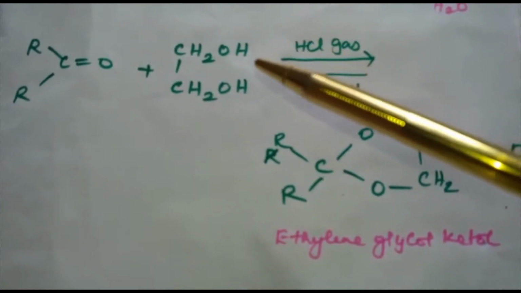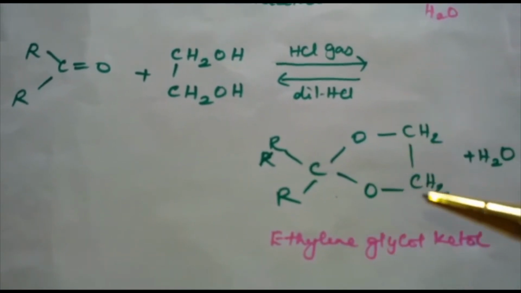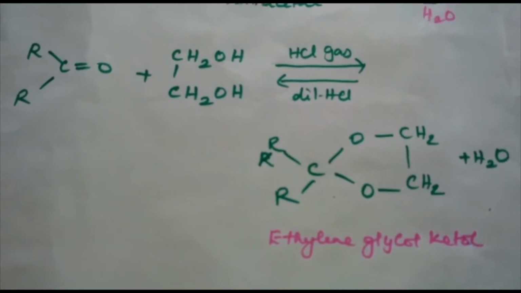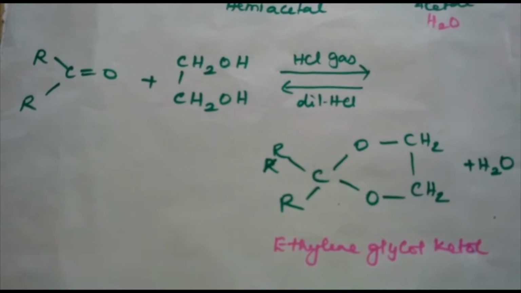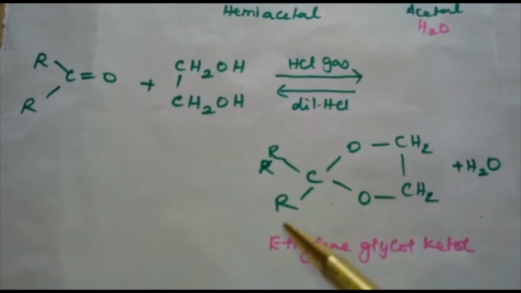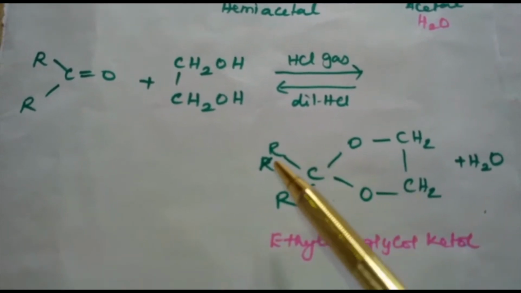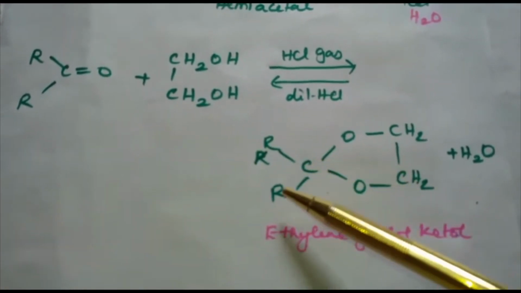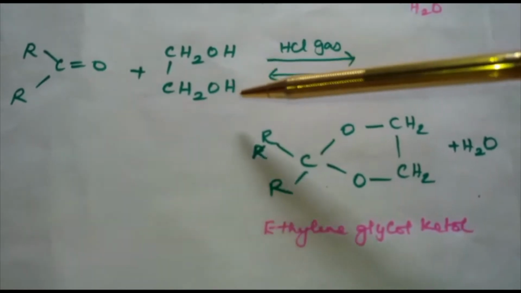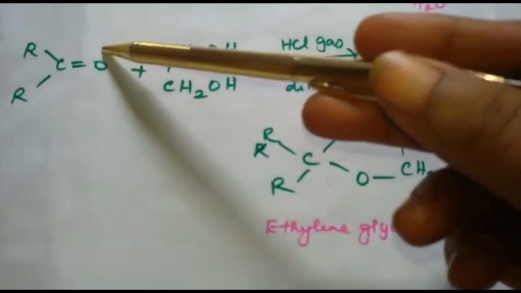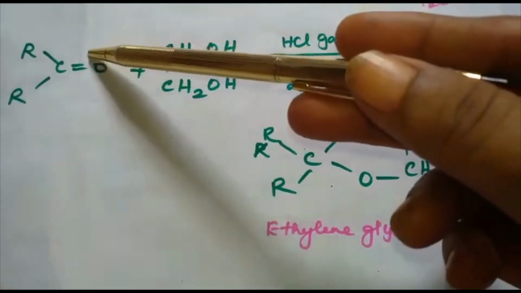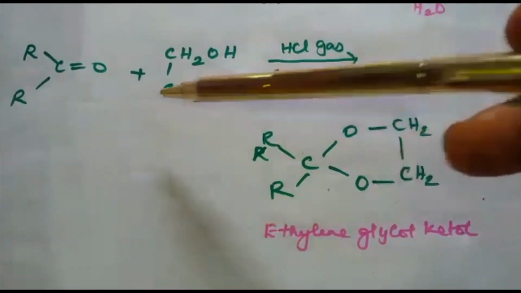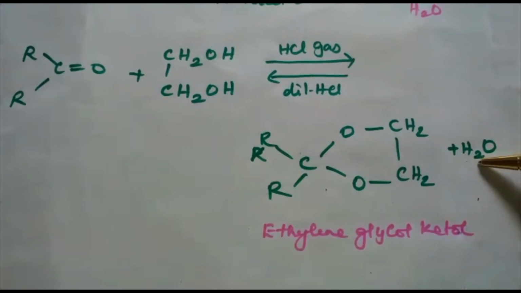Acetals and ketals are hydrolyzed with aqueous mineral acids to yield corresponding aldehydes and ketones. Here, how we are getting this ketal: a molecule of water is lost. H2O goes off. This O and two hydrogen atoms are removed as water. That's why we are having H2O over here.